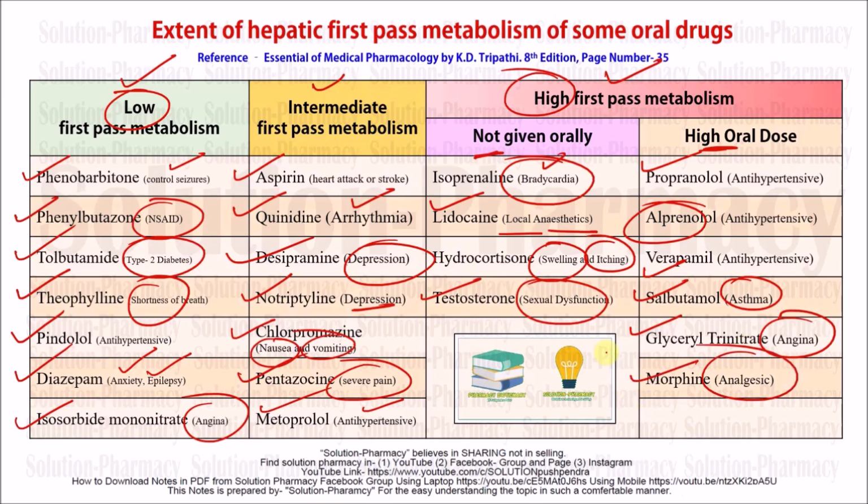So these are the list of drugs which are categorized as per the category of low first pass metabolism, intermediate first pass metabolism, high first pass metabolism, and under the high first pass metabolism there are two more subcategories: drugs which should not be given orally, and drugs which are given in a high dose as compared to the usual one. So friends, let's move back to the whiteboard section.